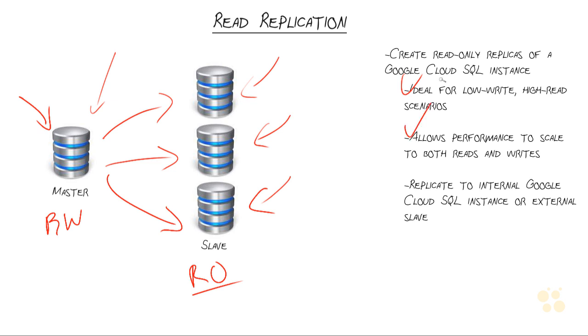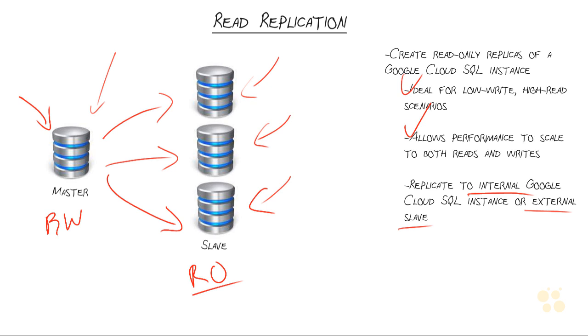Right? And that can scale up really large. So you can have 1 or 10 or 20 or 100 read replicas. You can handle all of the reading that might be going on against your database and not interfere with the writing that might be going on against your database. So you get performance savings on both the read and the write because they're not interfering with each other. And of course, Google Cloud SQL allows you to replicate this to both an internal Cloud SQL instance, so you can have it all inside of Google Cloud SQL, or you can replicate to an external slave. It just has to be a MySQL database that supports replication and has access to your Google Cloud instance.